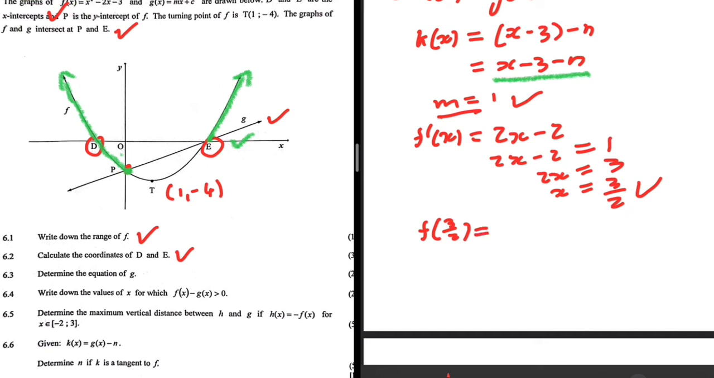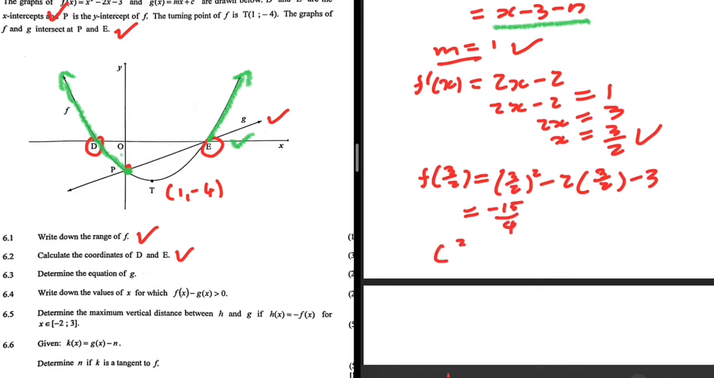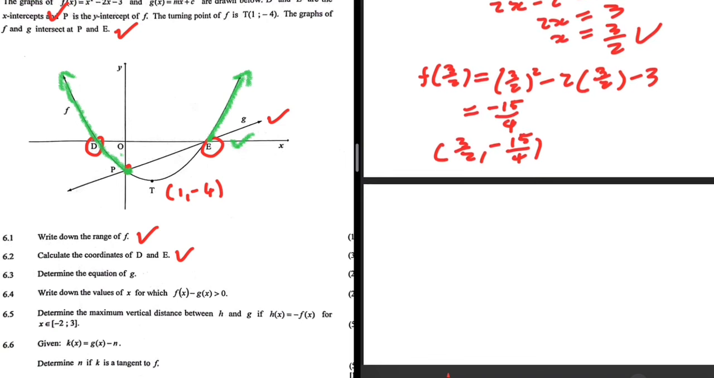Right. So f of x, x squared, so 3 over 2 squared minus 2x, 3 over 2 minus 3. So let's take a look at this. So we have 3 over 2 squared minus 2 times 3 over 2 minus 3. So this gives us minus 15 over 4. So right, this point 3 over 2, minus 15 over 4, it lies on k of x. So we can substitute that point into k of x in order to find the value of n. If we do that, the y value is minus 15 over 4.